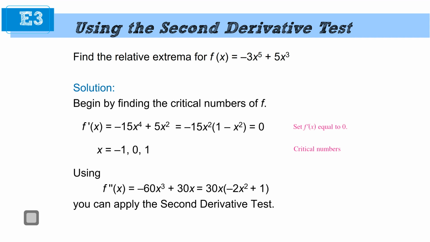If x is negative 1, is the second derivative positive or negative? Positive. If x is negative 1, we know that it's a critical number from the first derivative, and we know that the second derivative is positive, which is concave up or concave down? Concave up. So we have a critical number with a function that's concave up, max or min? Min. What about 0? If x is 0, what's the second derivative?